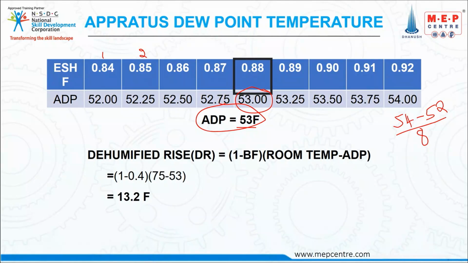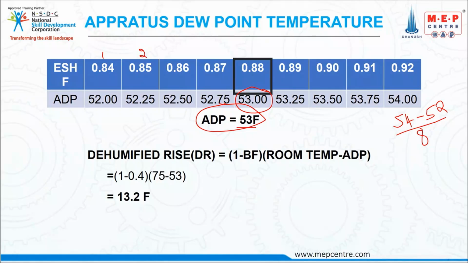Now, dehumidified rise. ये क्या होता है? So it is a very tricky point. You need to understand. If I maintain the coil temperature at 53 degree Fahrenheit, I am telling it's an apparatus dew point temperature. Dew point means where the liquid, I mean the molecules, start condensing. Here it means dehumidified to maintain 50% of the humidity. To maintain 50% humidity, you need to maintain a coil temperature of 53 degree Fahrenheit.